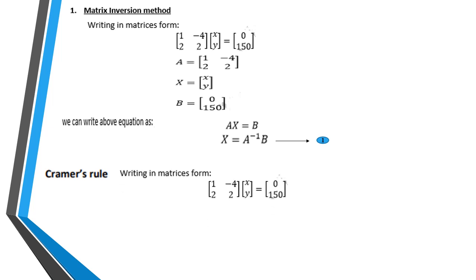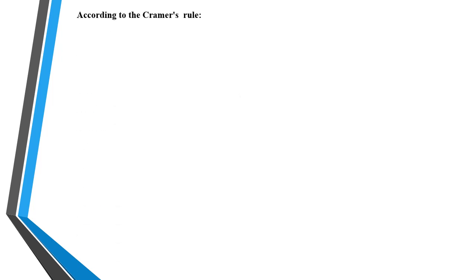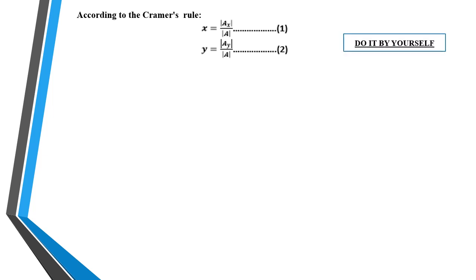Cramer's rule. Write in the matrix form A, X and B. Now the first matrix is the A matrix and the second matrix, x y, is the X matrix, and is equal to 0, 150. This is the matrix B. So B1 is 0 and B2 is 150. According to Cramer's rule, x is equal to Ax determinant divided by A determinant, y is equal to Ay determinant divided by A determinant. As you have done one question in the previous slide, you can easily solve by the previous method. So do it by yourself.